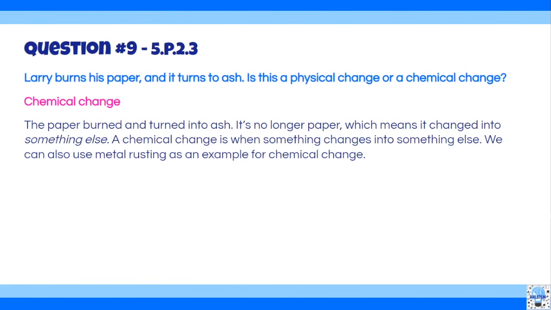As I mentioned earlier, a chemical change is when something changes into something else. We can also use metal rusting as an example for a chemical change. So basically, you can't undo that. You can't turn the ash back into paper.